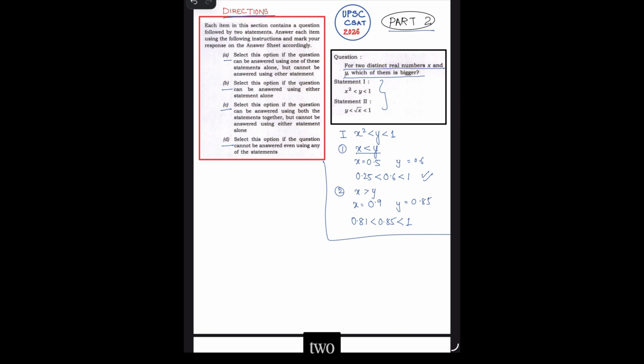Now let's take statement 2. So statement 2 states that y is less than root x, which is less than 1. So let's take two cases. First case, x is greater than y. So let's take x as 0.25 and y as 0.2. So root x will be 0.5. Here the condition is satisfied since 0.2 is less than 0.5, which is less than 1. So the condition is satisfied.